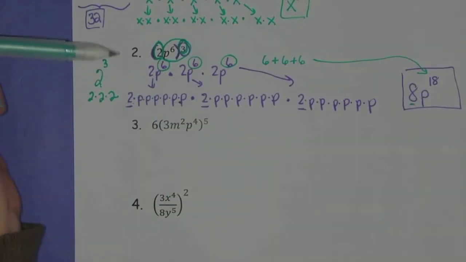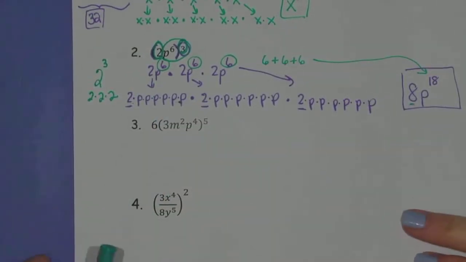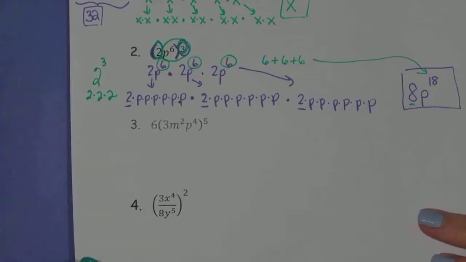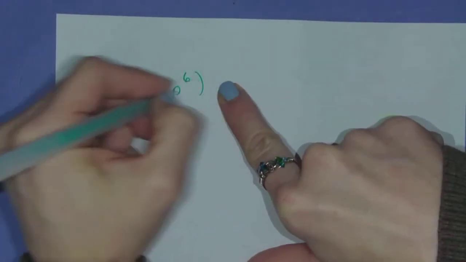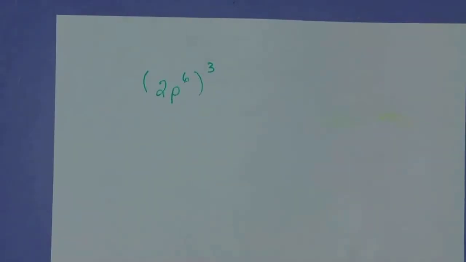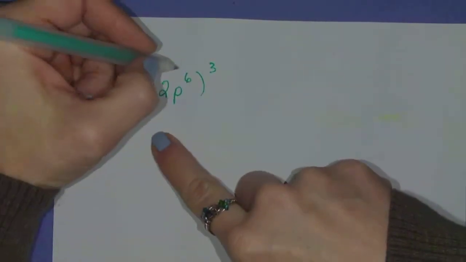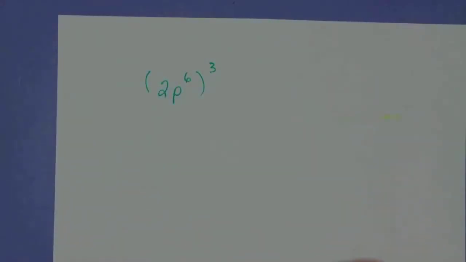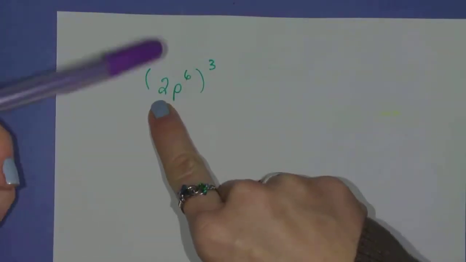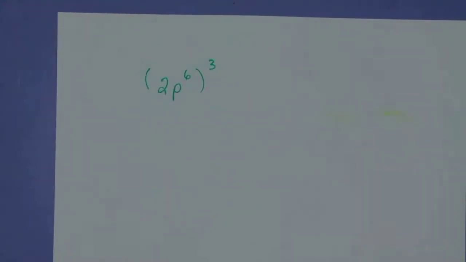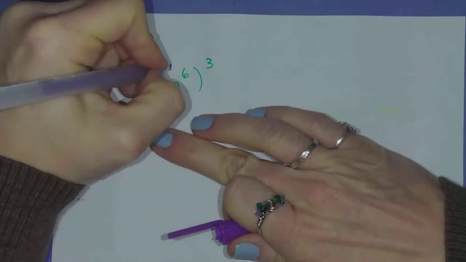Another way some students have thought about it, and this actually is pretty good too. Let me turn this to the back to show you. So let me rewrite the original problem. So it was 2p to the 6th, all raised to the 3rd. If you like this better, feel free. 2, the coefficient, really does have an exponent. It's 2 to the 1st.